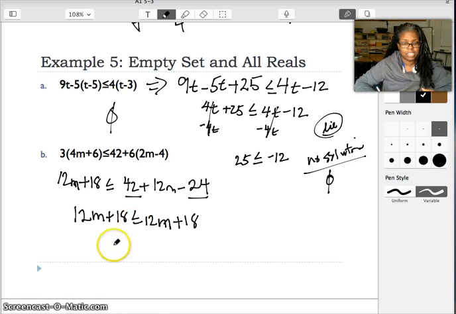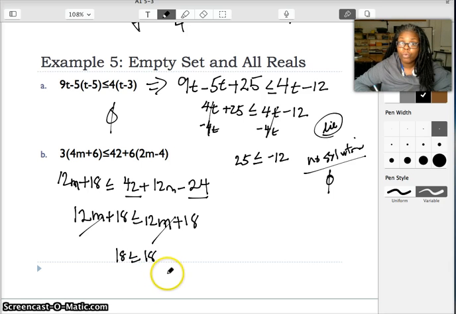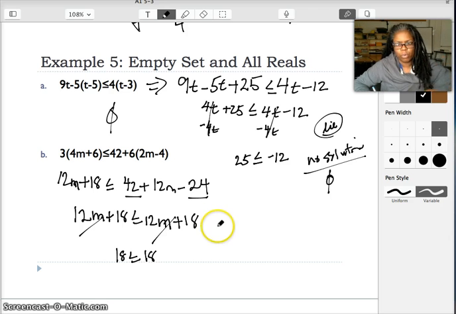And it's the same thing. I can subtract the 12m's from both sides. When I do that, I get 18 is less than or equal to 18. Is that true? Yeah, it is true. And because it's true, the variable portion was irrelevant. It doesn't matter what I put in here because it'll all cancel down to something true. The answer to this is any old number would work.